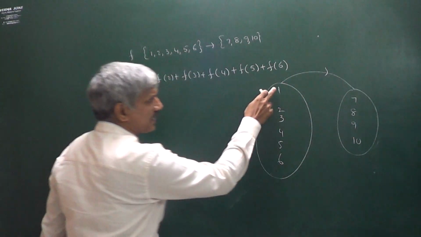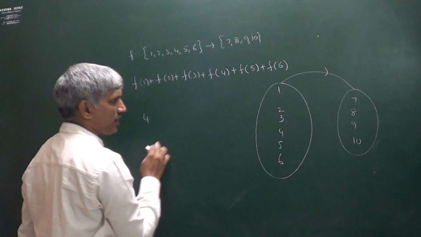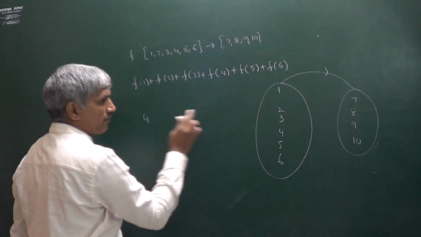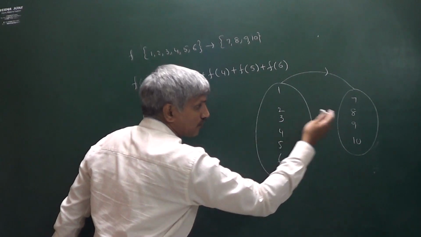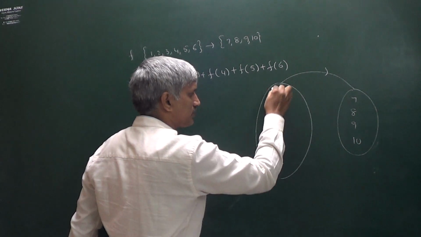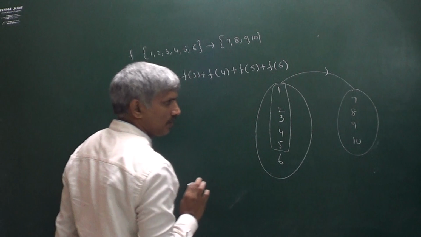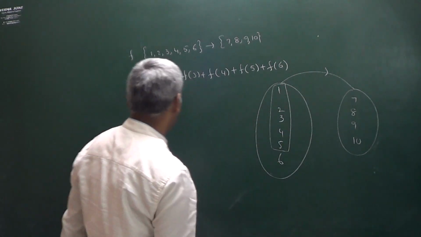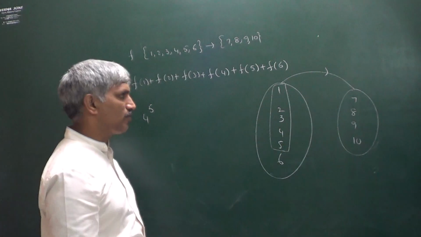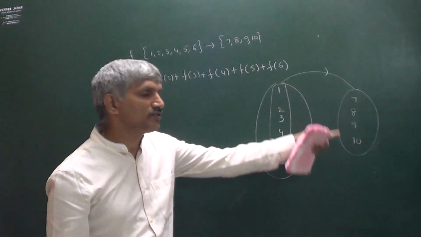Okay. So 1 has how many options? 4 options are there. 2 has 4 options. 3 also 4 options. 4 also 4 options. 5 also 4 options. That means I am considering up to this part. Right? So how many functions are possible? 4 to the power of 5 functions are possible. The reason is every element has 4 options.